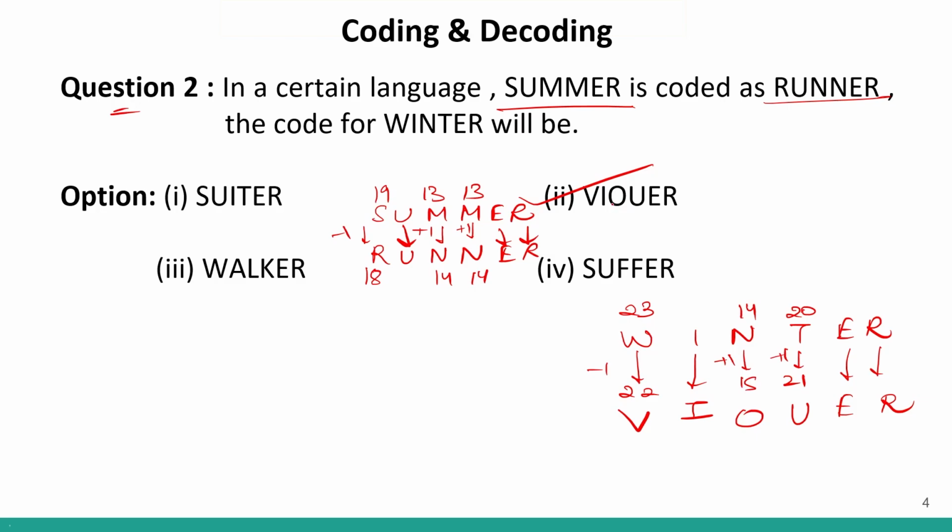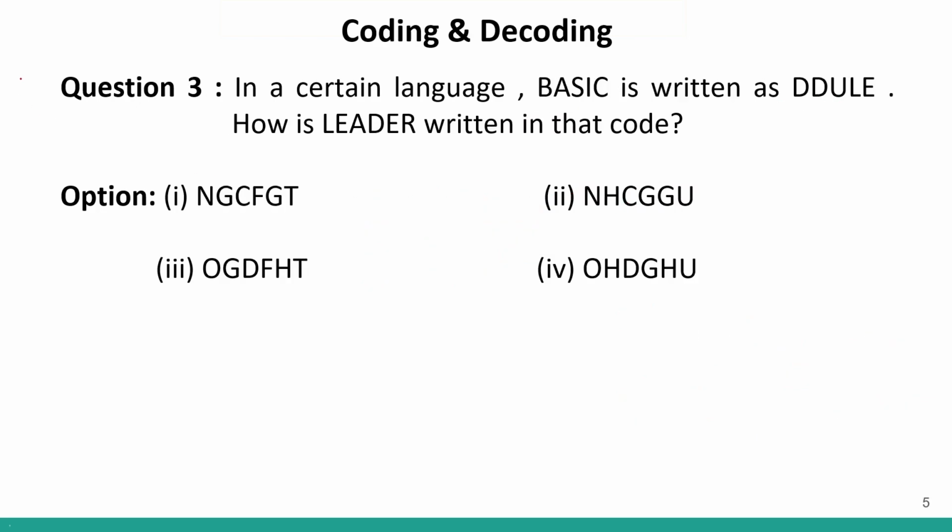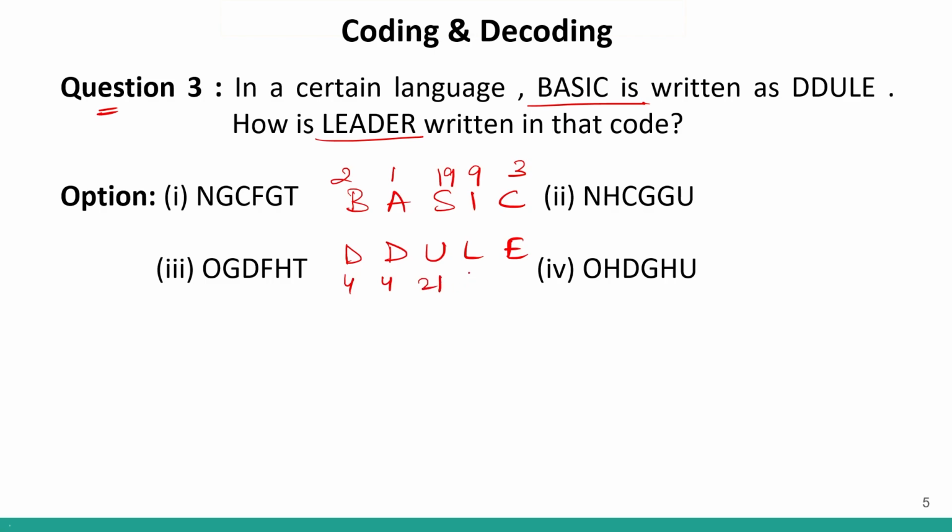Clear? Now, moving on to question number 3. Question number 3, in a certain language, basic is written like this. We have to find the code for leader. So, let us write them. Basic. The code is DDULE. So, giving them forward ranks. B is 2, A is 1, S is 19, correct? I is 9 and C is 3. Similarly, this will be 4, 4, 21, 12. E is how much? E is 5.